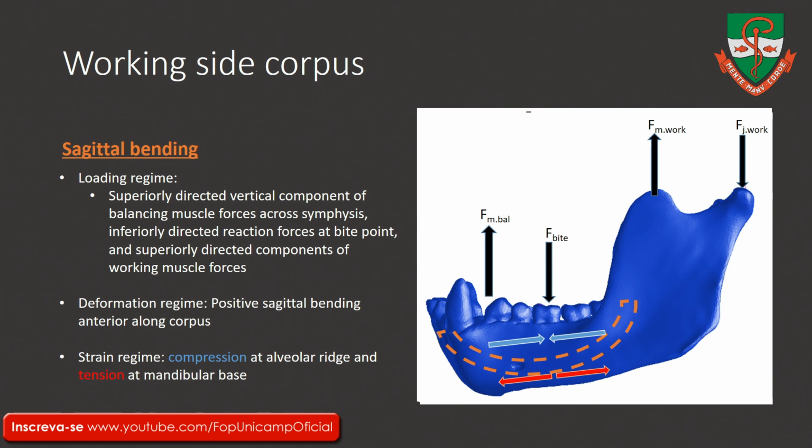And if we focus on everything anterior to the working side muscle forces, we expect to see positive sagittal bending here due to the loading regime that includes superiorly directed components of the balancing side muscle force that are transmitted across the symphysis, also the inferiorly directed reaction force at the bite point, and superiorly directed components of the working side muscle forces. But there's more going on on the working side because we have 4 points of loading rather than 3 as we had on the balancing side.